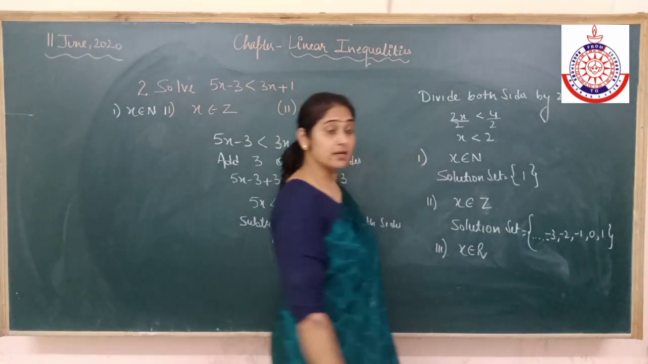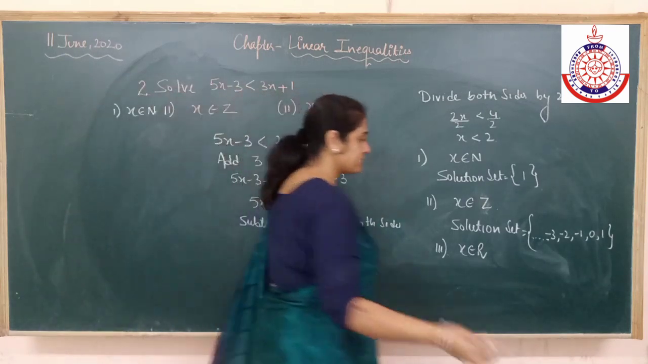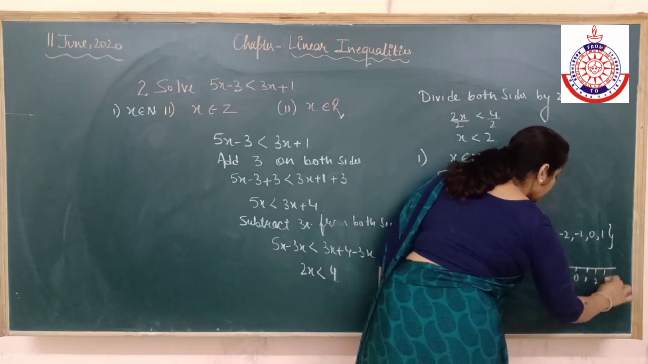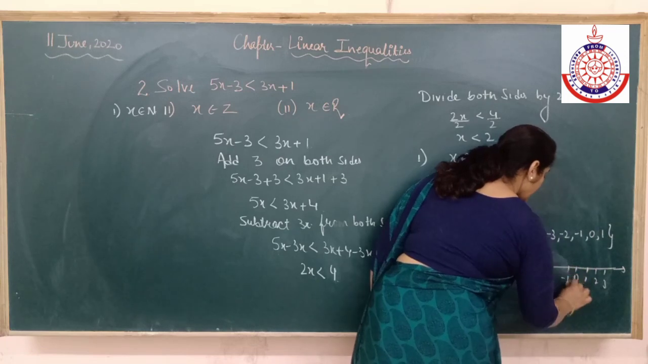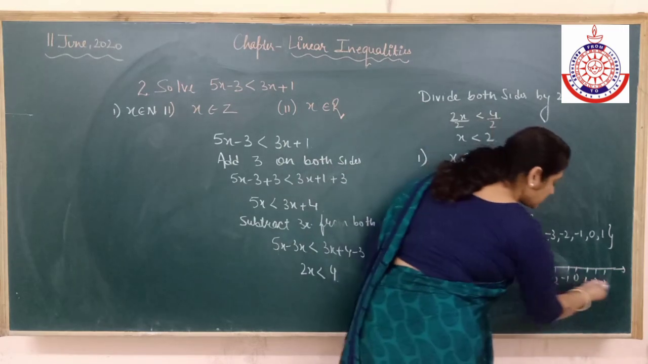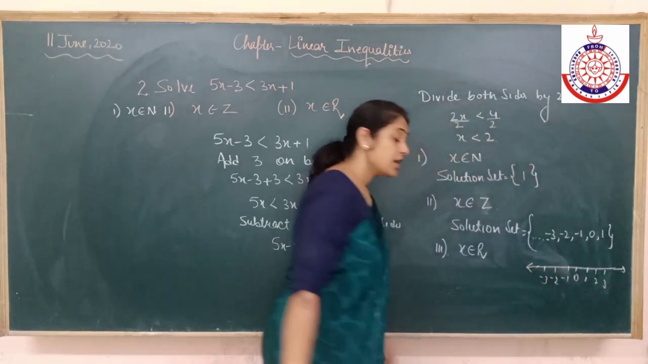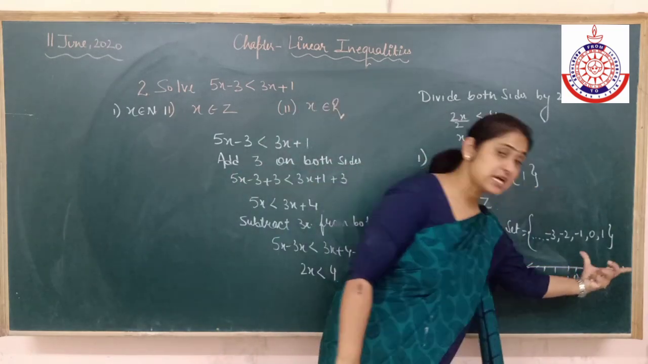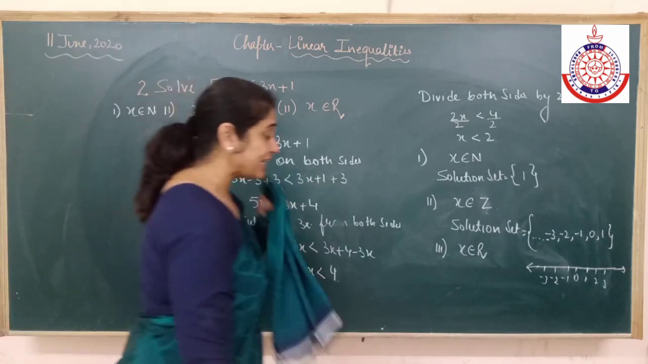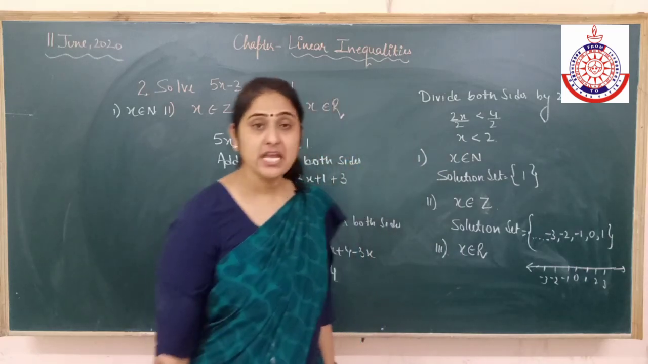Third part. X belongs to R. Now, x belongs to R. We have done in the basics. R, these all the complete number line. Darken one. All are real numbers. Out of this, this is natural, this is natural, whole, integers. But all the numbers which are in between also, these are real numbers. Alright. Now I have to take all the real numbers which are less than 2.